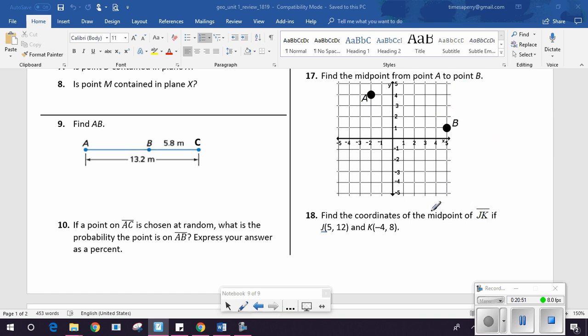So knowing the formula, go ahead and work on number 18 on your own. Let's take a break right here and resume in just a moment.